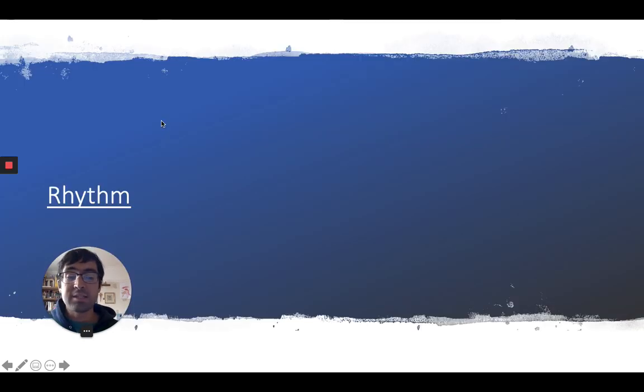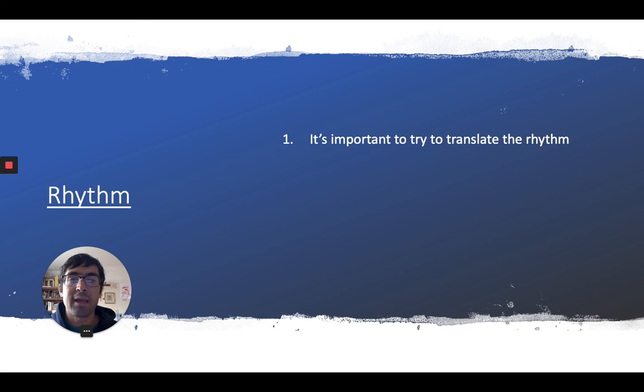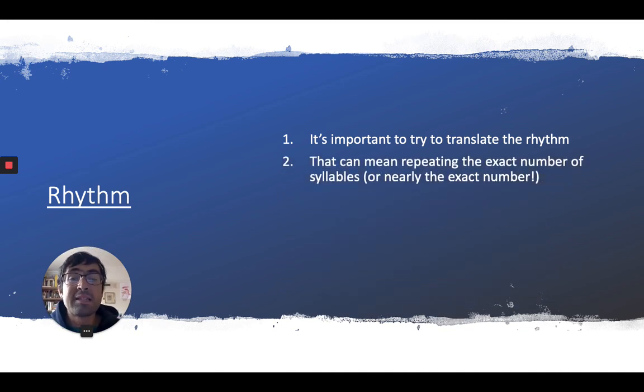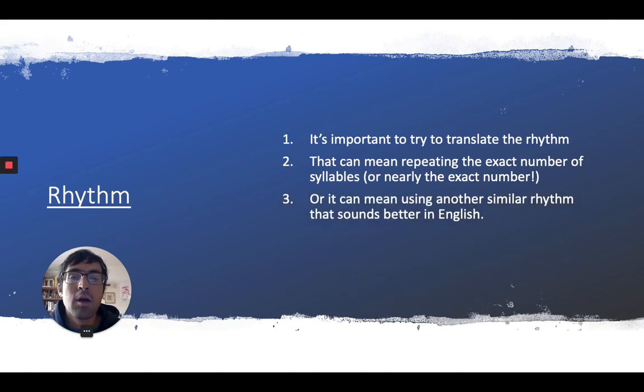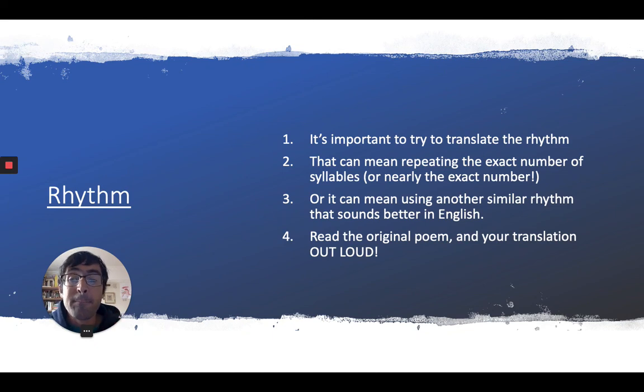Right, so translating rhythm. How should we do it? First of all, you have to do it. You have to make the poem have a similar rhythm or some kind of strong rhythm if it has a strong rhythm in the original language. This can mean repeating the exact number of syllables or nearly the exact number, or it could mean using another rhythm that sounds better in English. But make sure you read the original poem and your translation out loud. It's really important and will help you make it as good as it can possibly be.